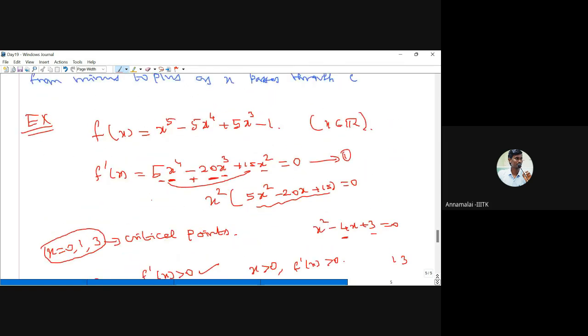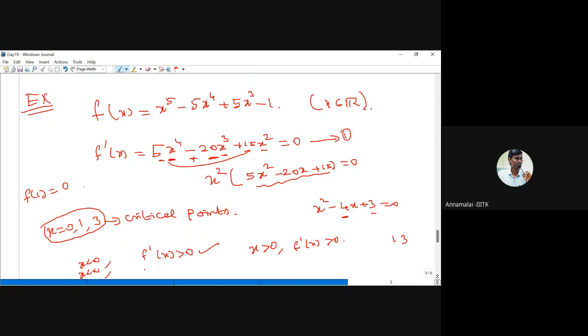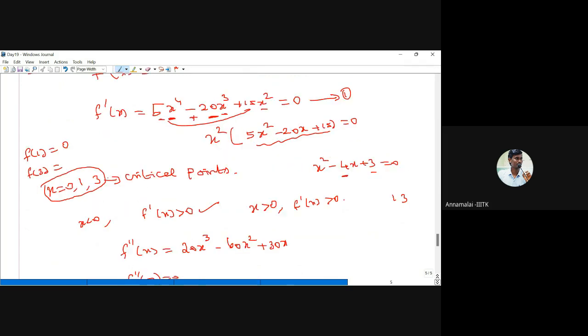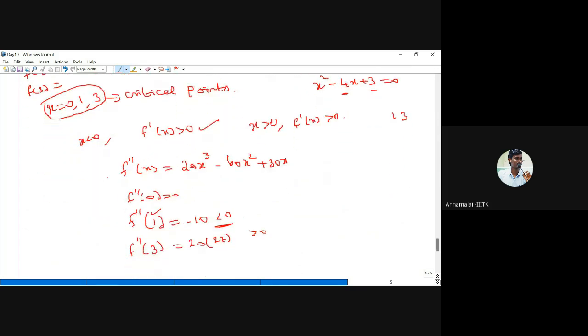What is f of 1? F of 1 is nothing but 0. Okay. What is f of 3? No, actually, you got the maximum at x equal to 1, minimum at x equal to 3.